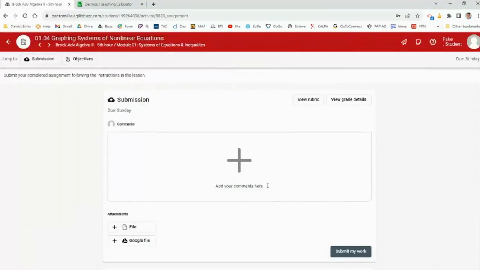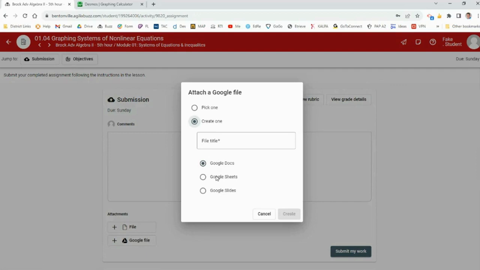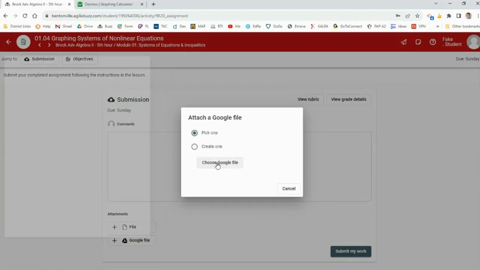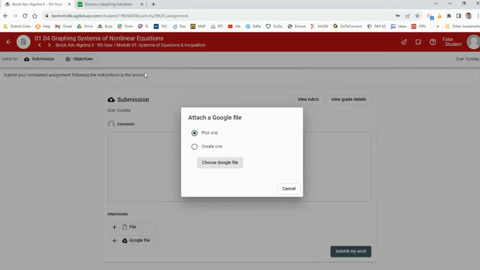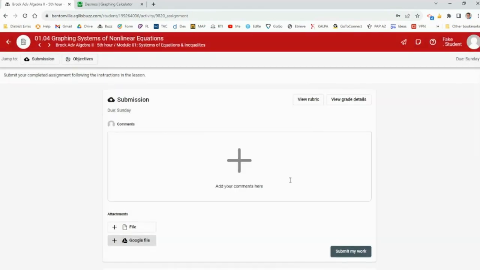Now, let me show you where you turn that in. Right here. You can do it on a Google Doc. That's probably the easiest thing to do, just open up a Google Doc, paste your information there, answer your questions on the Google Doc, put your screenshot of your graph there, and then you can submit it. You can attach a Google file right there. It'll let you choose. Pick one. Choose Google file. Then it'll take you where you can go find your Google Doc. The other thing you'd have to do is type everything in here and paste your picture in here. That may be trickier. At least in your Google Doc, you have ways to manipulate it easier.